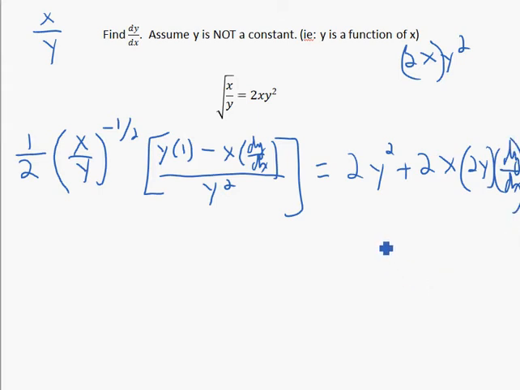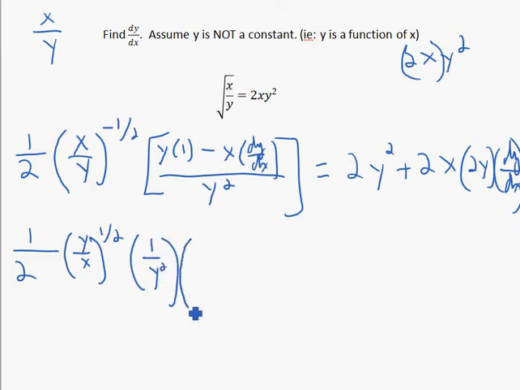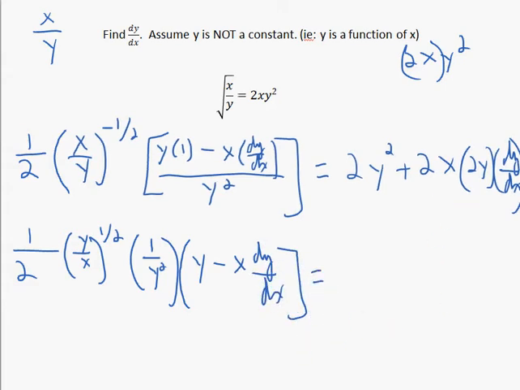A little bit ugly. I think the first thing that I might do here is simplify this negative exponent. So this really becomes 1 over 2 times y over x to the 1/2. That negative just flips it. I might also pull this y squared on the bottom out and make it 1 over y squared here. And now I'm multiplying by y minus x times dy/dx. And that's equal to, and over here there's not too much we can do to simplify. 2y squared stays the same, and 2x times 2y becomes 4xy dy/dx.